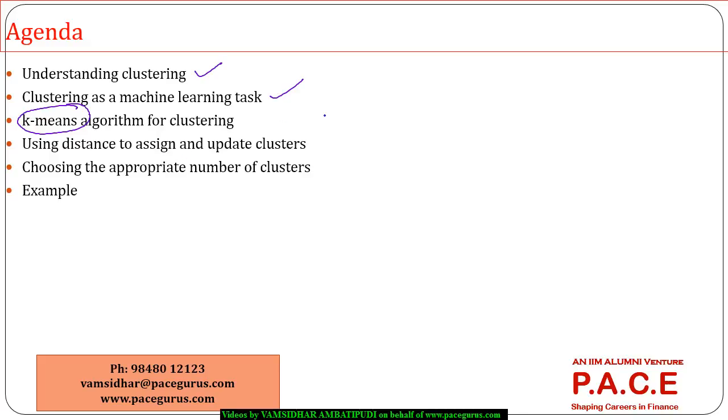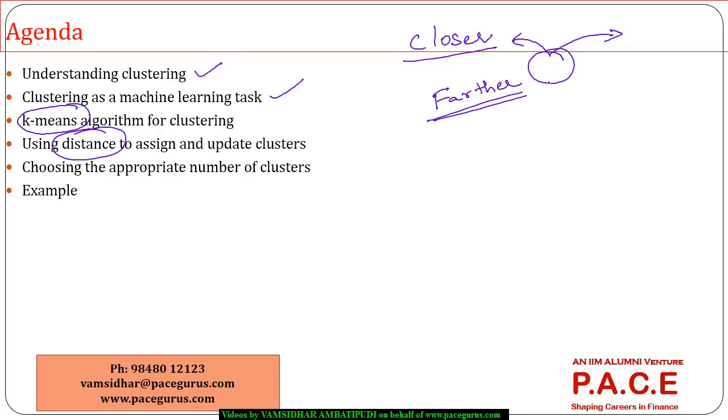To say which examples are closer and which of them are farther from each other, there is some level of distance measurement that we talk of. So how do we use that distance to assign an example to a particular cluster versus assigning it to some other cluster? To whichever cluster a particular example is closer, it would be assigned to that cluster.